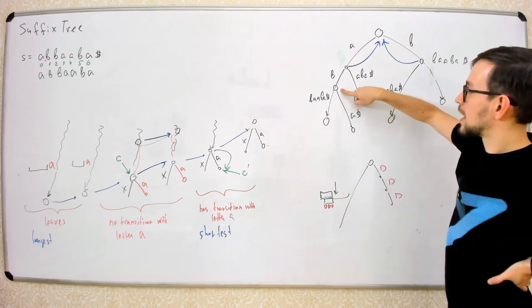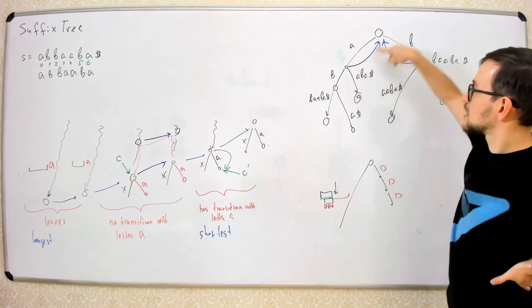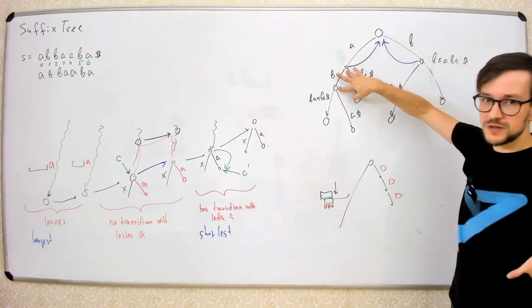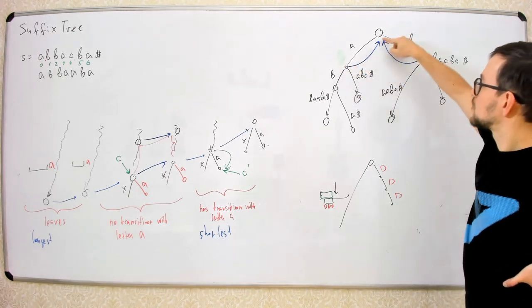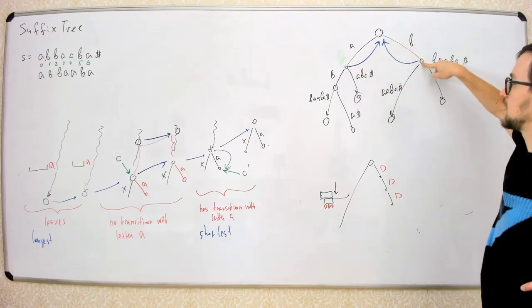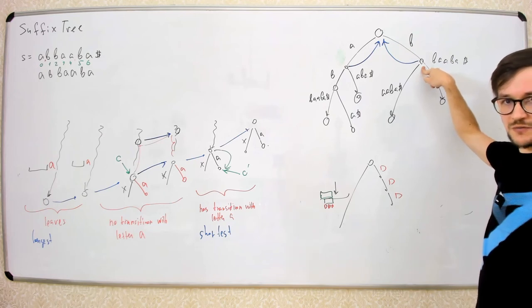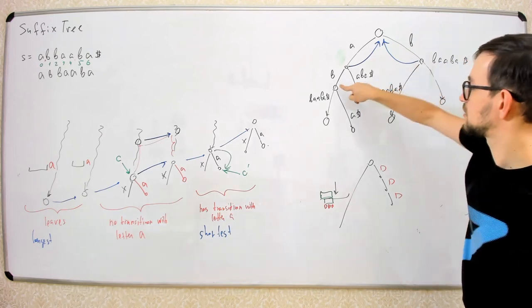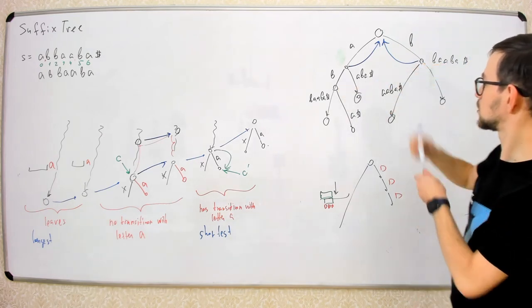So how do I do it? I go to my parent, use the suffix link, and then move along the same character B. So I go here, suffix link, then add character B. So this will be the position for my suffix link. So I add a suffix link from my new node to this node.